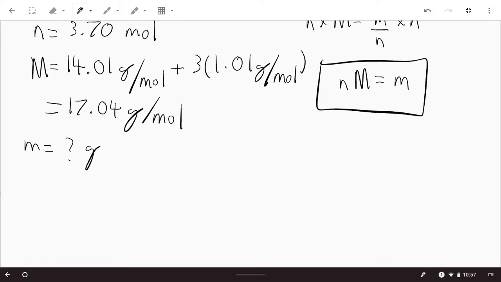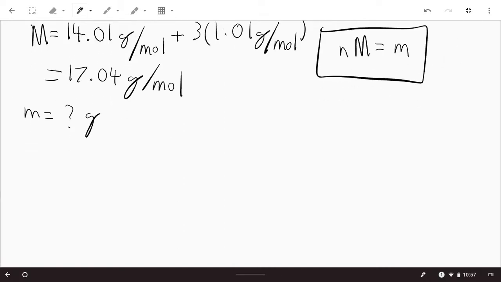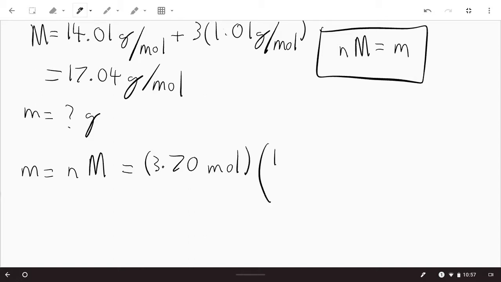Now I am going to flip that left and right. So I get mass equals moles times molar mass, which is equal to 3 and 7/10 of a mole times 17 and 4/100ths of a gram per mole. You'll notice the way that I'm writing out my molar mass here is I'm actually writing it as a fraction because that's what the per mole means. It's actually a fraction with 17 and 4/100ths of a gram on top and 1 mole on the bottom.